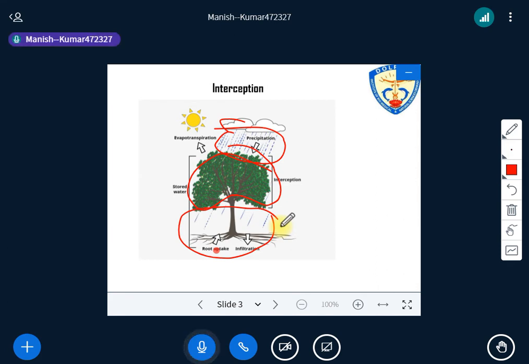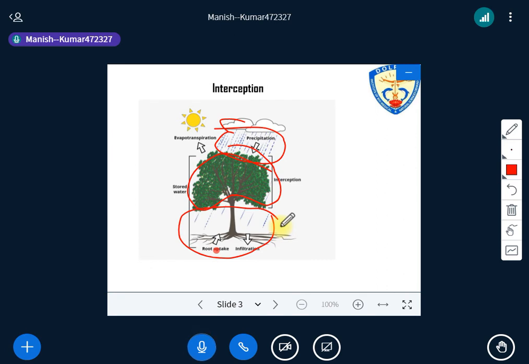Have you understood the term interception? Yes. So after getting that, there is one more thing that we need to understand: interception. I have told you that the tree has to intercept the precipitation, but the amount of precipitation that has been intercepted by the plant varies from species to species, right?